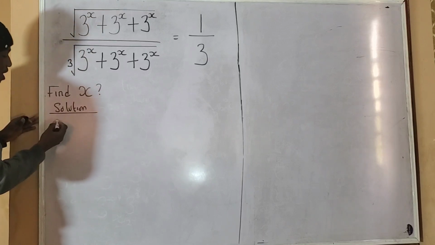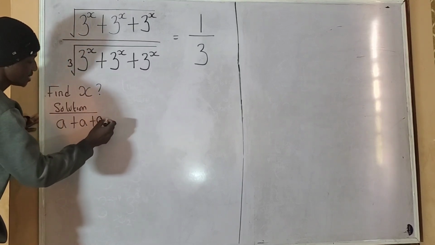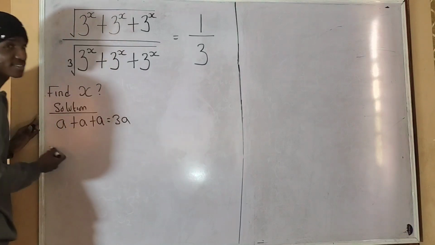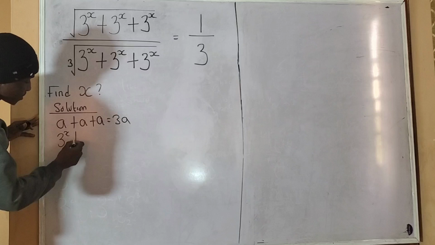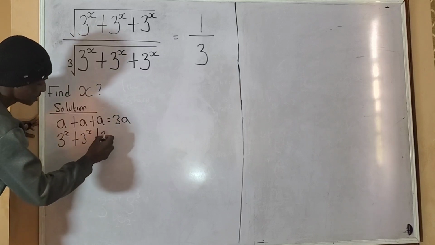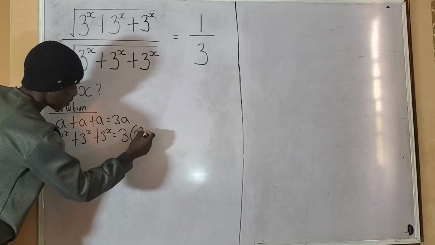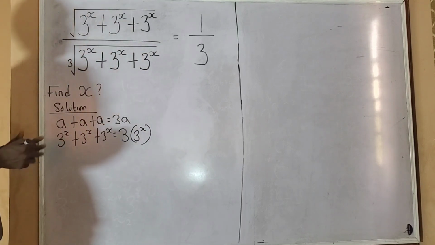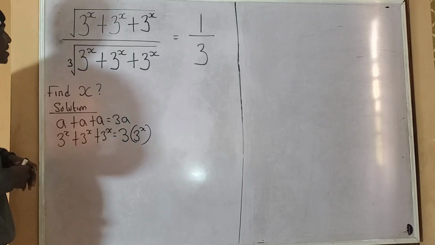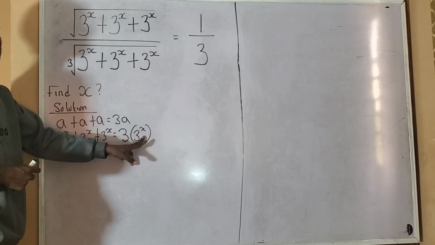Do you know that if you have a plus a plus a, this can be written as 3a, right? So that means 3 raised to the power of x plus 3 raised to the power of x plus 3 raised to the power of x can be written as 3 multiplied by 3 raised to the power of x. Are you following? So the first thing I'm going to do is replace all this by 3 multiplied by 3 raised to the power of x.